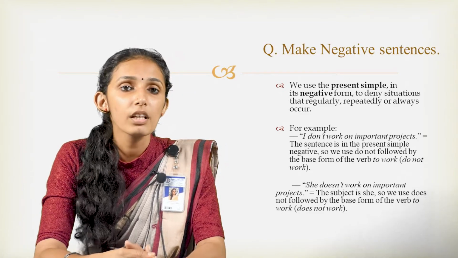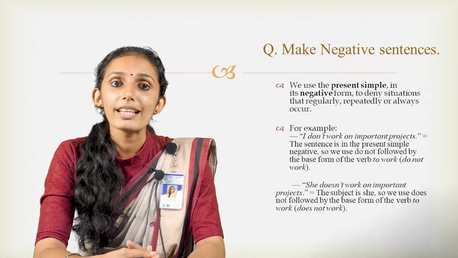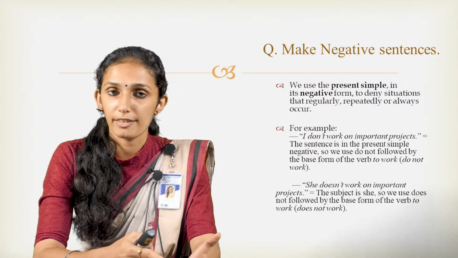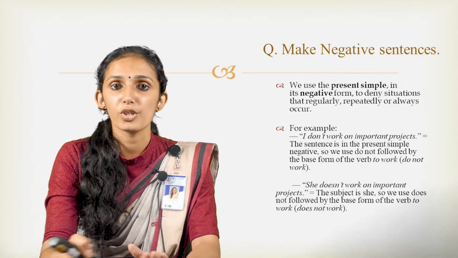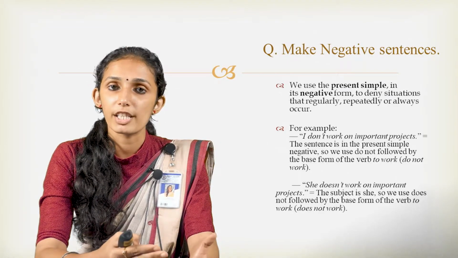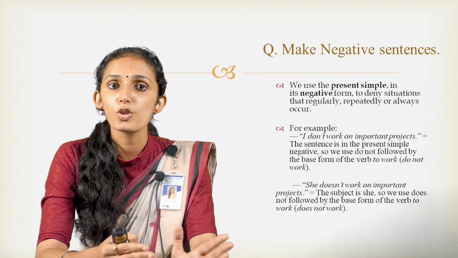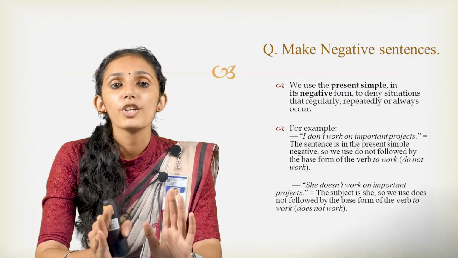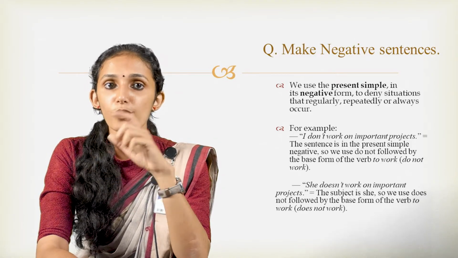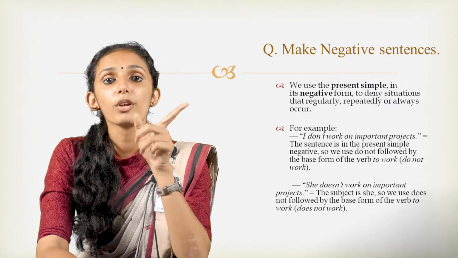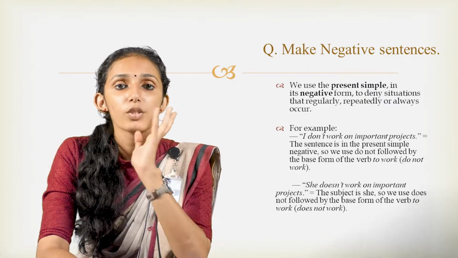Okay, for example, I don't work on important projects. The sentence is in present simple negative. So this sentence, I do not work on important projects, is in present simple negative. So we use do not followed by the base form of the verb to work. She doesn't work on important projects. Here the subject is she, so we use does not followed by the base form of the verb to work.